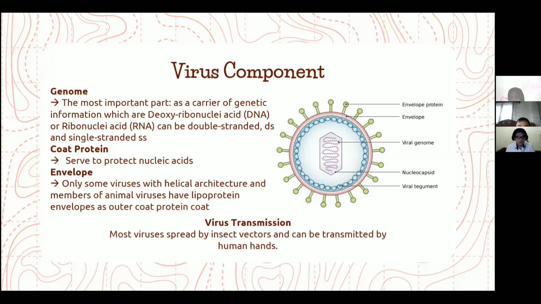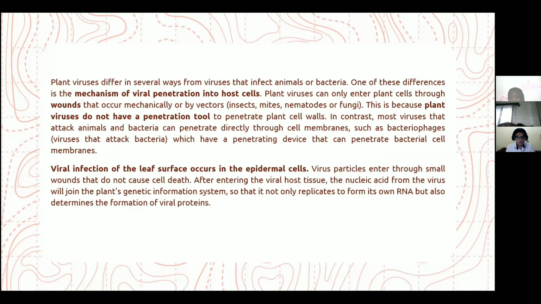Most viruses are spread by insects and can be transmitted by human hands. Plant viruses differ from viruses of animals or bacteria. These differences involve penetration into cells. Plant viruses can also enter through wounds that occur naturally or are caused by insects, mites, or nematodes, which have organisms carrying viral membranes.